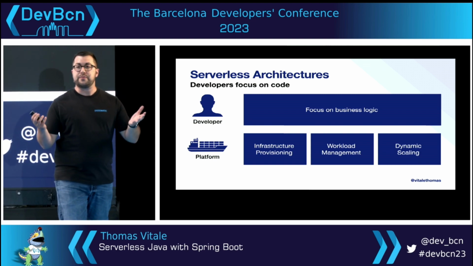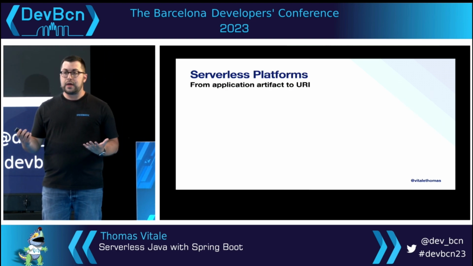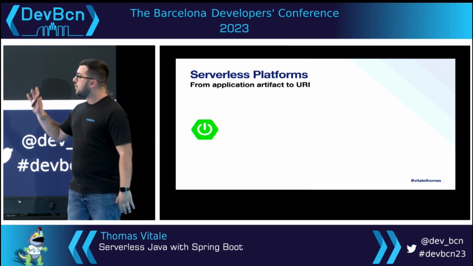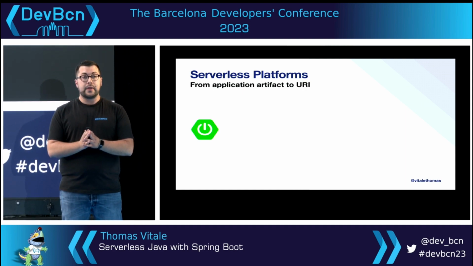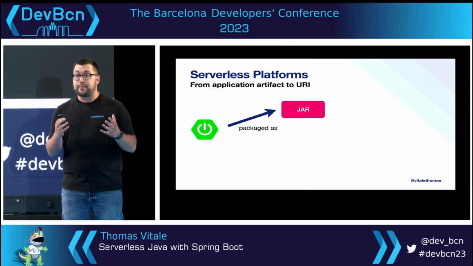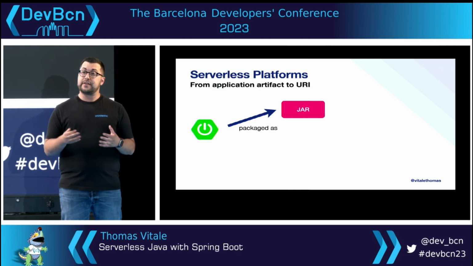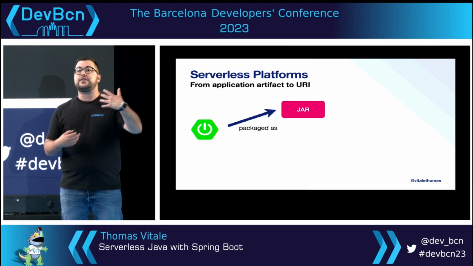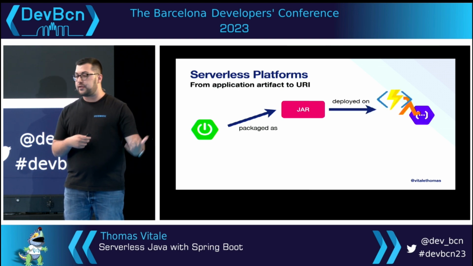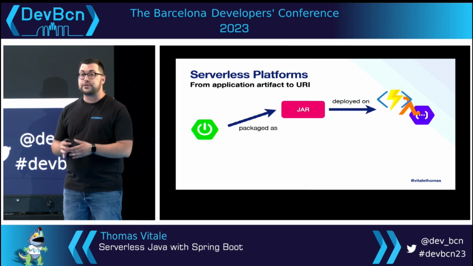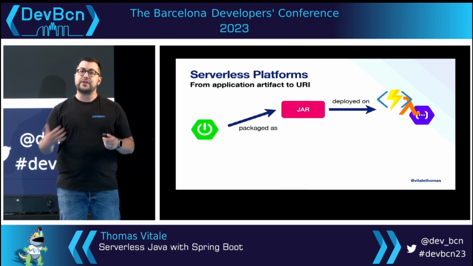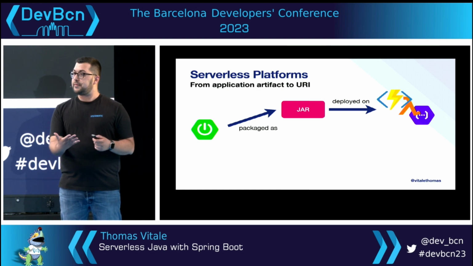So what does it mean for us? If we're working with Java, I can focus on building, for example, a Spring Boot application. I implement the business requirements. At some point, I package it perhaps as a jar artifact, and then I can use a platform to deliver that jar artifact and let platforms like AWS Lambda or Azure Functions or Google Cloud Functions take care of the rest. So I just provide the jar file, and the platform takes care of everything.